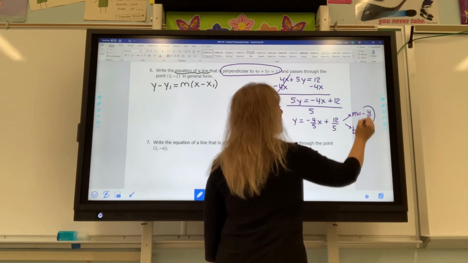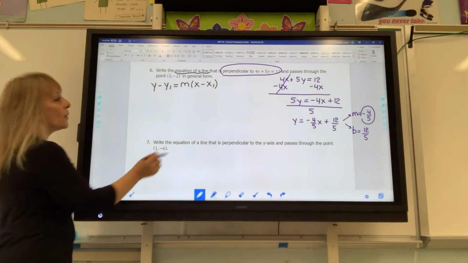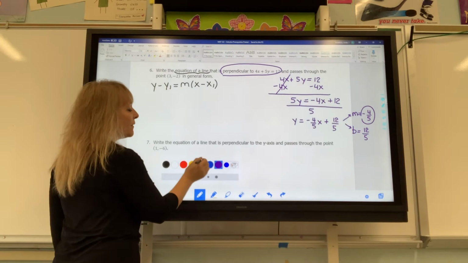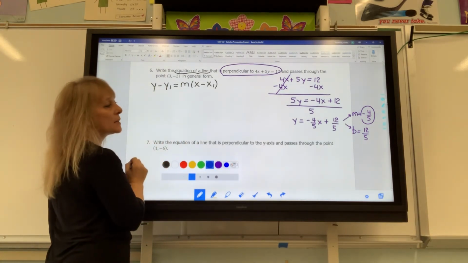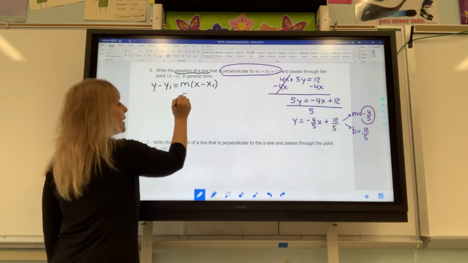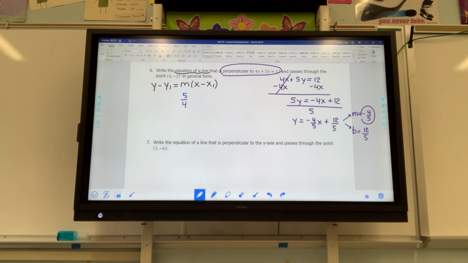You're going to look at the slope. You're not going to take it, you're just going to look at the slope. Because perpendicular lines have negative reciprocal slopes. So if that slope is negative, this slope is positive. If that says 4 over 5, then this one says 5 over 4. So perpendicular lines have opposite signs and reciprocal slopes.